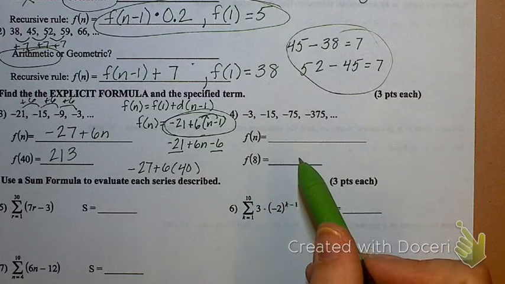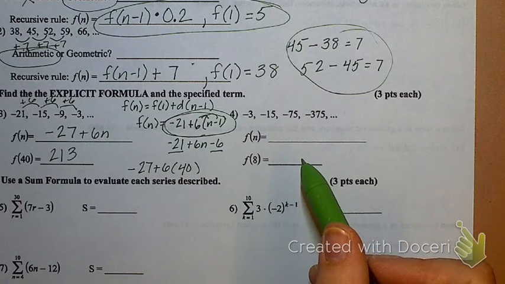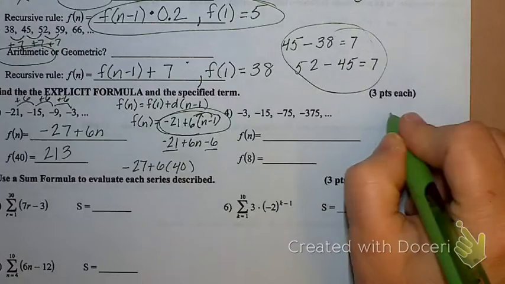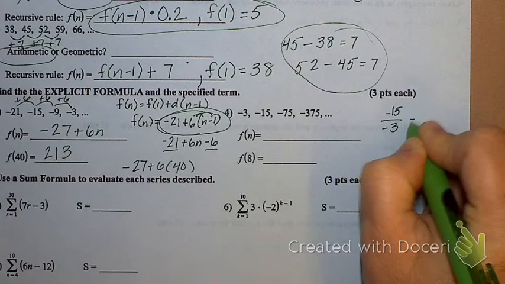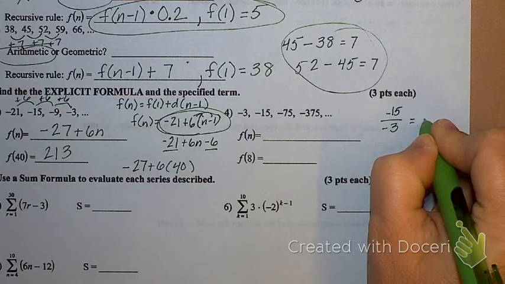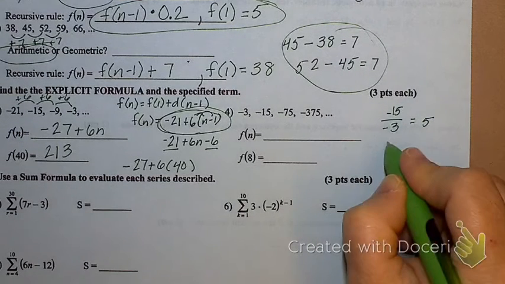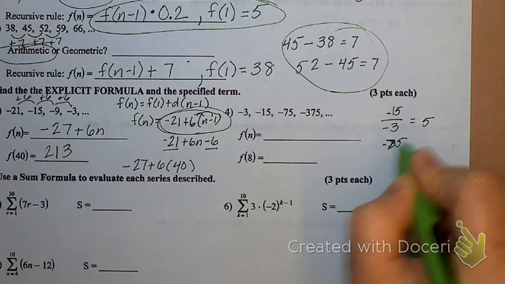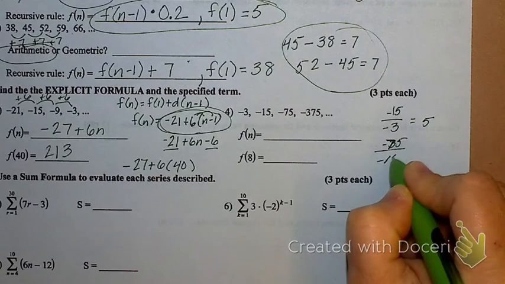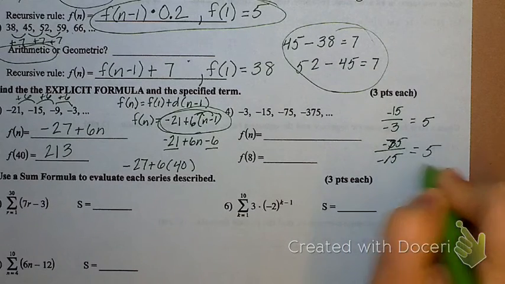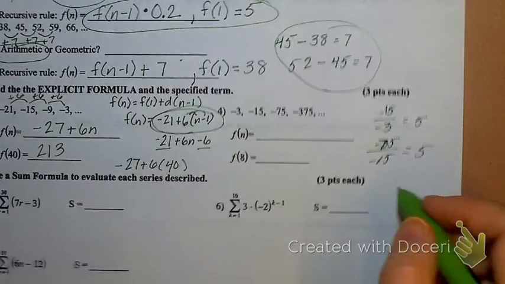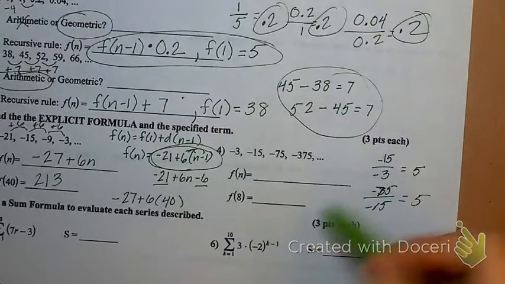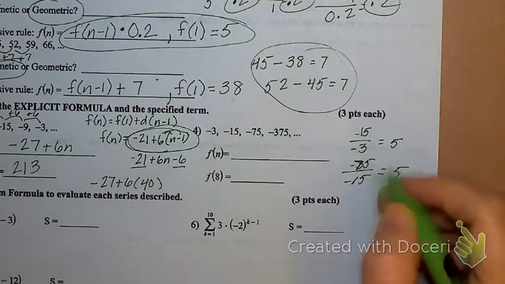Geometric. How do I know? Okay. You divide the second number by the first number, and you get, what, 5? And then the third number, can't write and talk at the same time today, divided by the second number, that also gets you 5, and so on and so forth. So what's your r value? 5. What is the rule for a geometric equation?